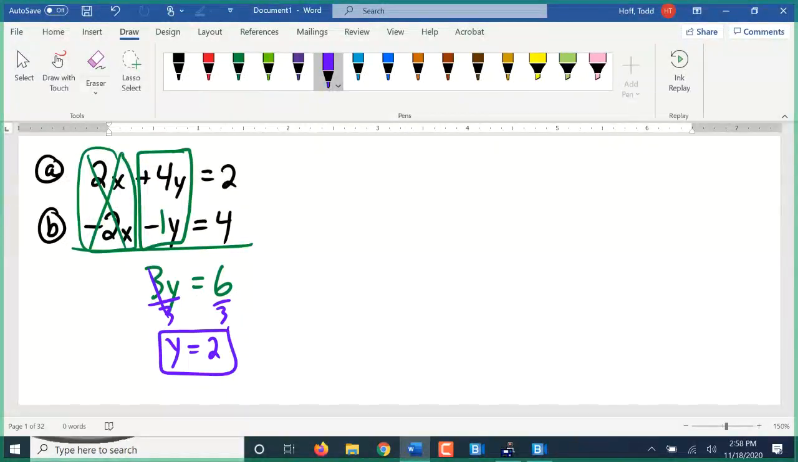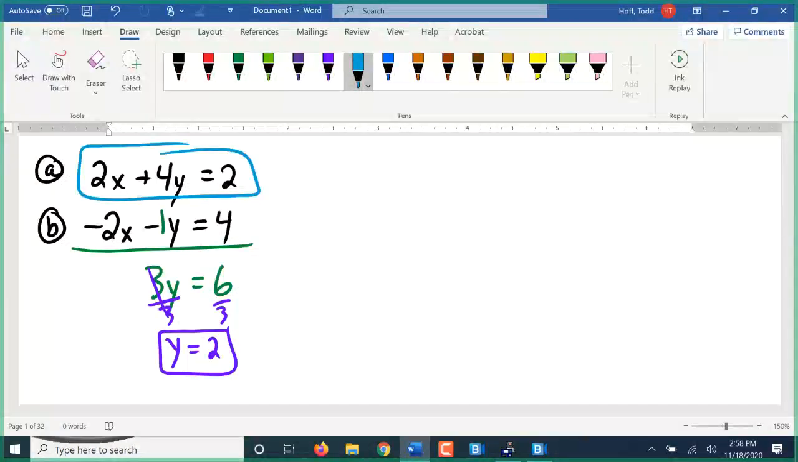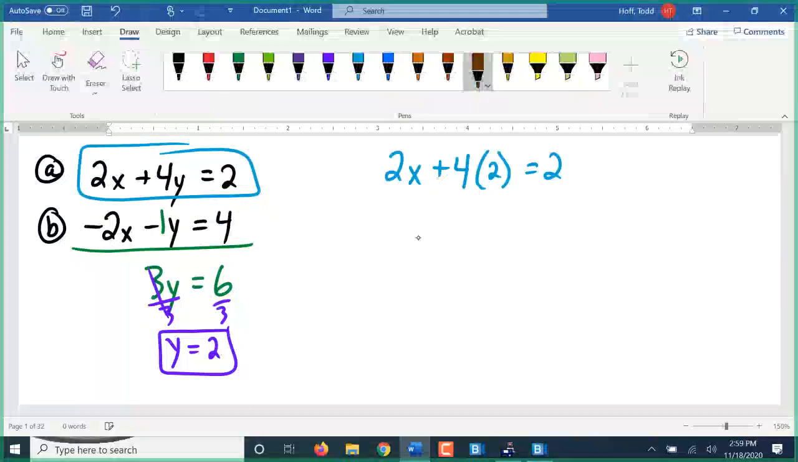Now we can go back and we can use either of the original equations to solve for x. We put the 2 in for y. I'm going to use the top one because there's no negatives. I prefer to work with positive values. So 2x plus 4y, well, 4y becomes 4 times 2 equals 2. I have to combine what I can combine first. 4 times 2 is 8. So that's 2x plus 8 equals 2.